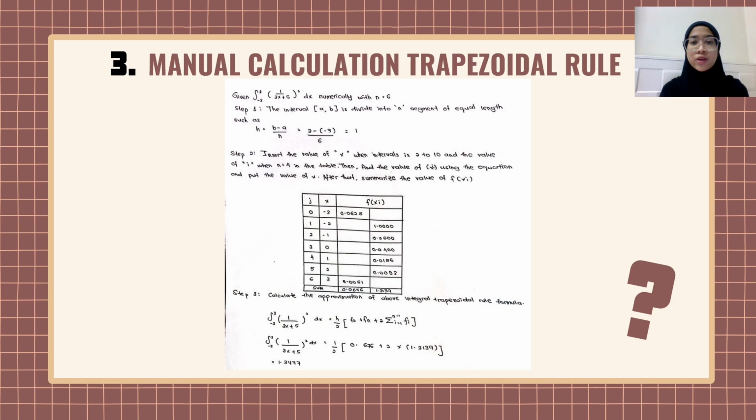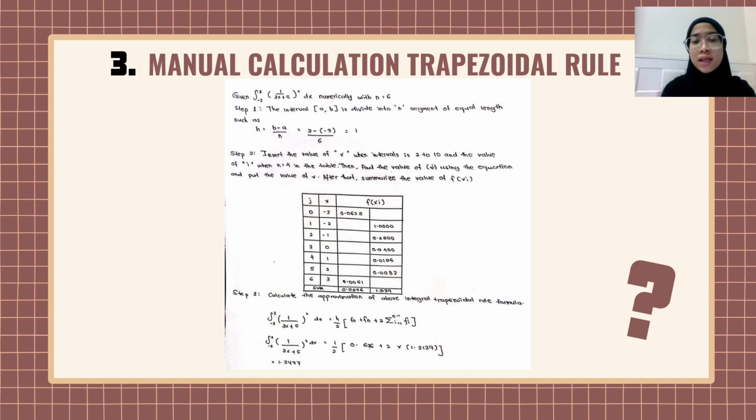Manual calculation, trapezoidal rule. For step 1, the interval AB is divided into n segments of equal length, such as h equals b minus a divided by n. That means 3 minus negative 3 divided by 6, because n is 6, and the answer is 1. Step 2, insert the value of x when the interval is negative 3 to 3 and the value of i when n is 6 in the table. Then find the value of f(xi) using the equation and put in the value of x. After that, sum the values of f(xi).